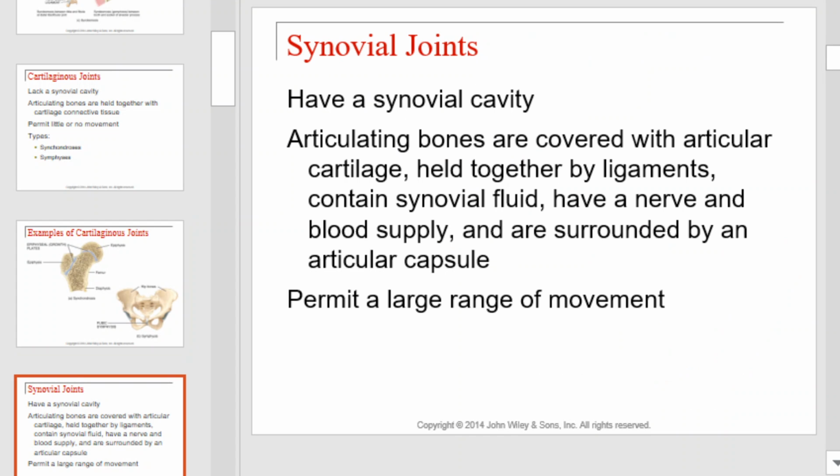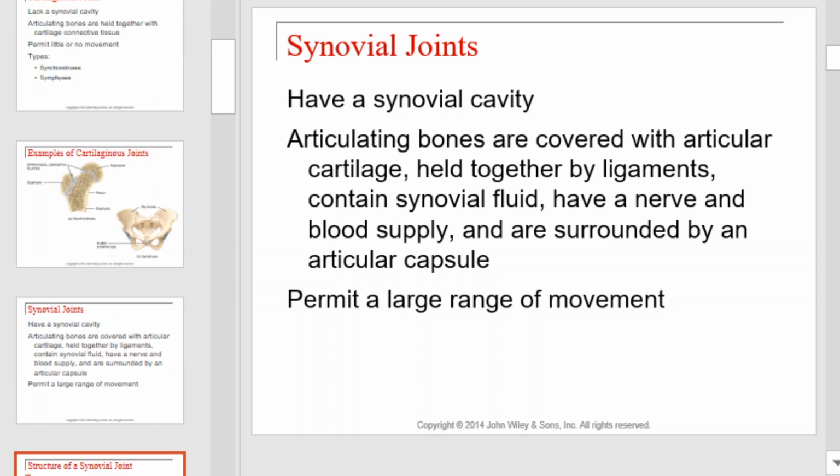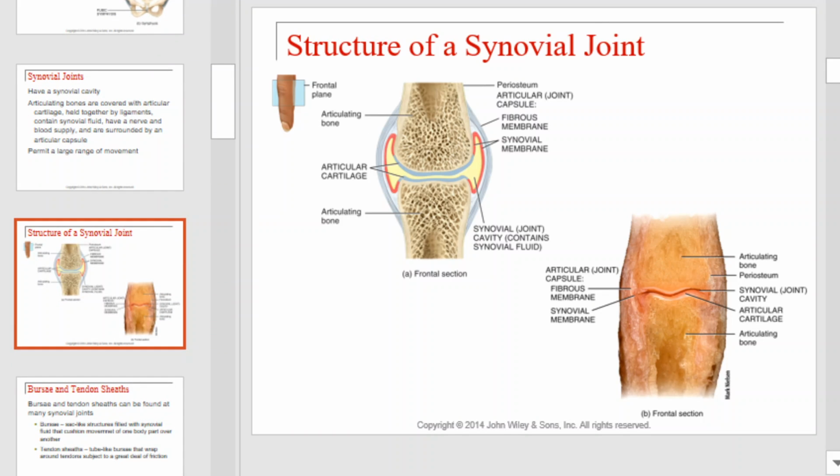Synovial joints. Synovial joints have a synovial cavity. In synovial joints, the articulating bones are covered with articular cartilage held together by ligaments. They contain synovial fluid, have a nerve and blood supply, and are surrounded by an articular capsule. Synovial joints permit a large range of movement. Here we see a stereotypical synovial joint.